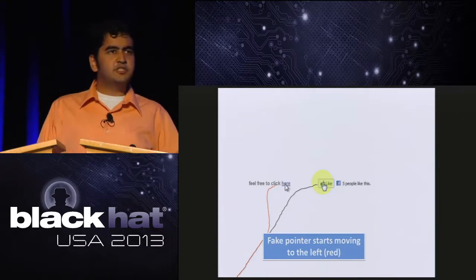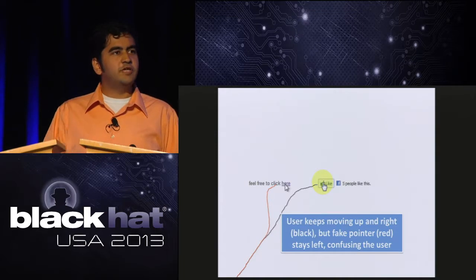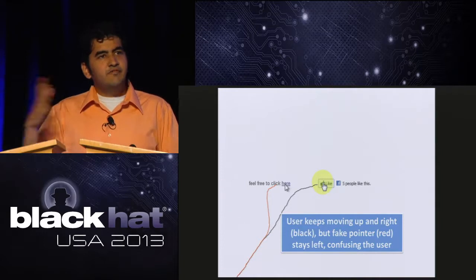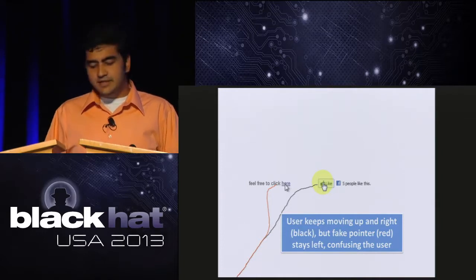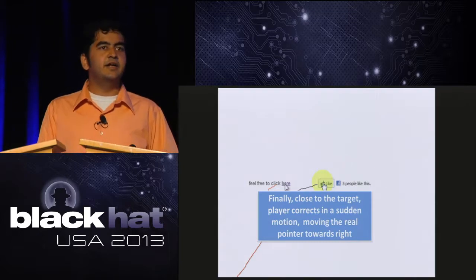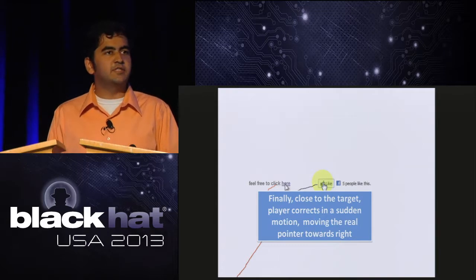The fake pointer starts moving slowly towards the left a little bit. This confuses the user. The user wants to keep moving up and right, but the fake pointer is moving towards the left. The user tries to move further towards the right to make sure that the fake pointer gets to the real position. This keeps going on, and they finally get really close to the target. The user gets really annoyed at what is happening and quickly makes a sudden movement towards the right.